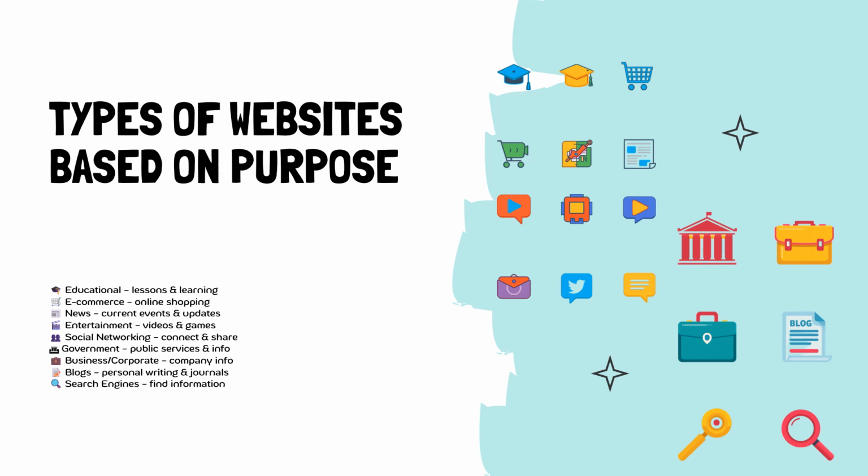A government website provides public information and government services. A business or corporate website provides information about a company, its products, and its services. A blog usually contains articles, opinions, experiences, or other written content. And a search engine helps users find information on the web. When you visit a website, try asking yourself, what is the main purpose of this website? That will help you classify it. So those are the types of websites based on purpose.